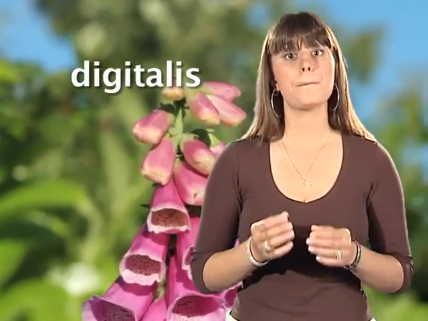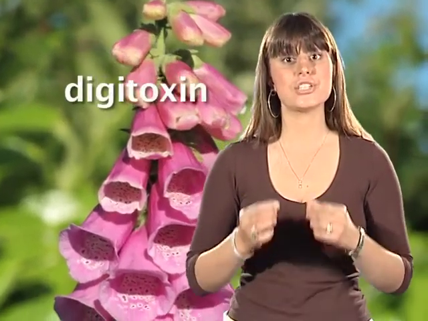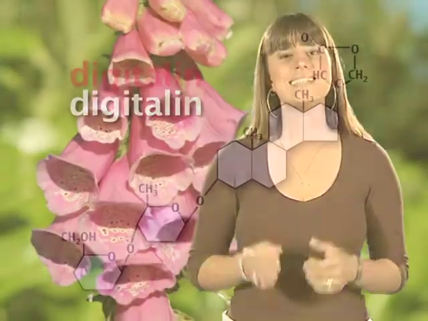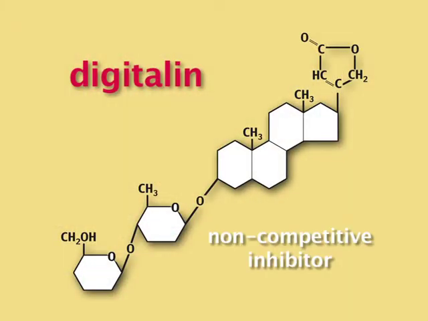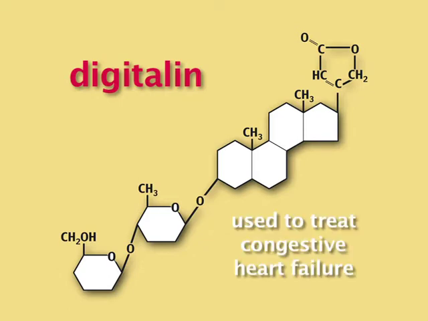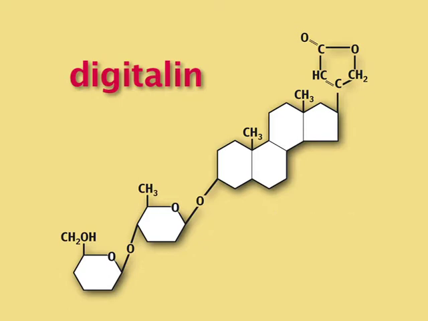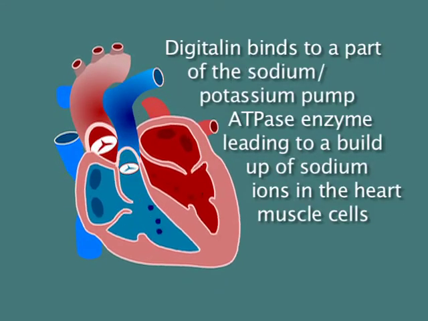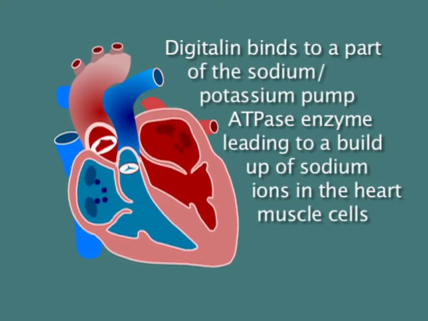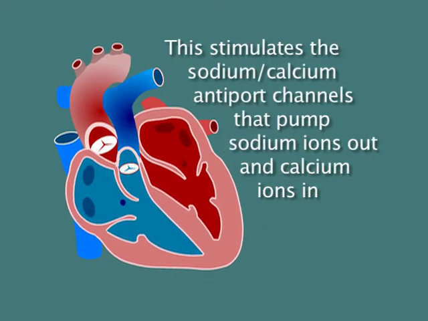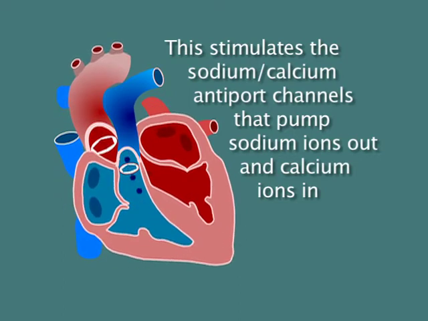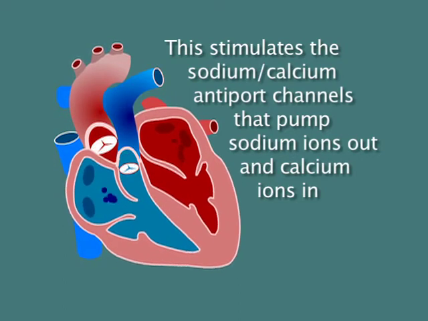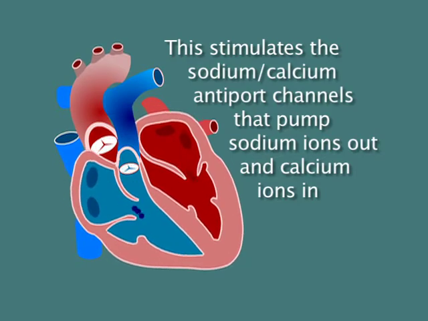Digitalis is extracted from purple foxglove leaves and contains digitoxin and digitalin. Digitalin is a non-competitive inhibitor. It has been used for centuries to treat congestive heart failure. It binds to a part of the sodium-potassium pump's ATPase enzyme and so leads to a buildup of sodium ions inside the heart muscle cells. This stimulates the sodium-calcium antiport channels in the membrane that pump sodium ions out and calcium ions in. The influx of calcium ions increases the force of heart muscle contraction.